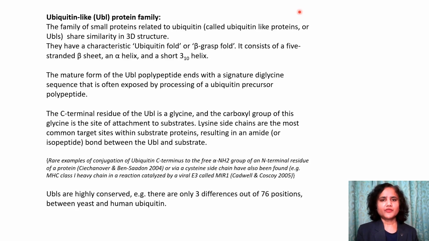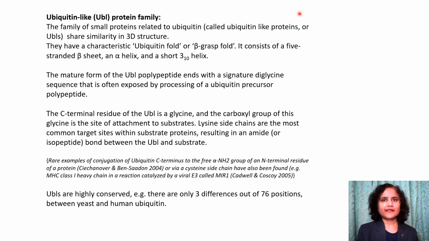The mature form of the ubiquitin-like polypeptide ends with a signature diglycine sequence, and this is often exposed by processing of a ubiquitin precursor polypeptide. The carboxyl group of the C-terminal glycine is the site of attachment to the substrates, and the lysine side chains are the most common target sites within substrate proteins, resulting in an amide or isopeptide bond between the ubiquitin-like protein and the substrate.